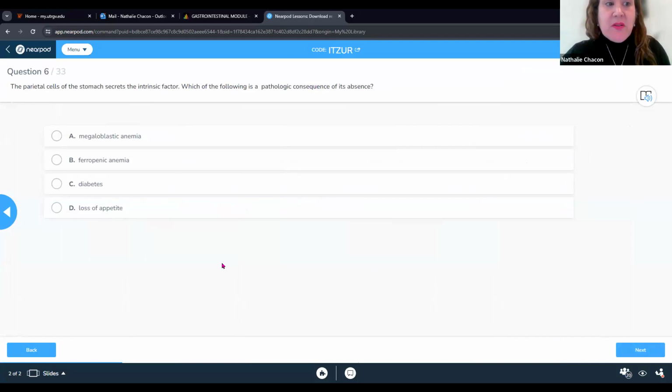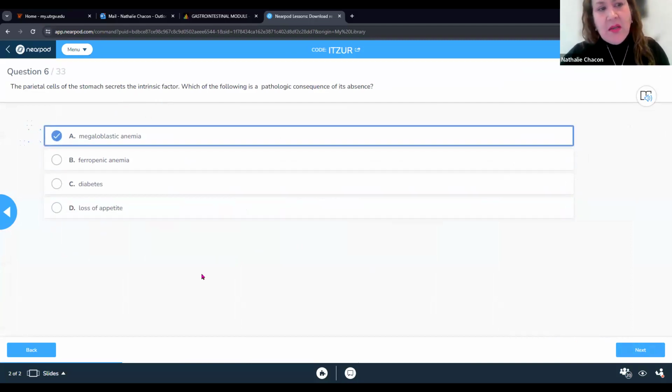The other things, parietal cells are in the stomach, right? And we talked about intrinsic factor. They produce acid and also intrinsic factor. What is the consequence? We did a checkpoint about this, and it produces megaloblastic anemia.